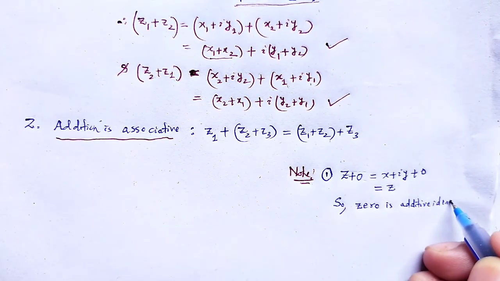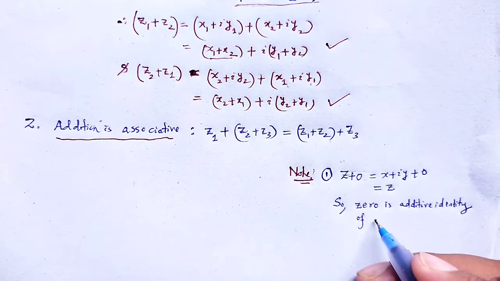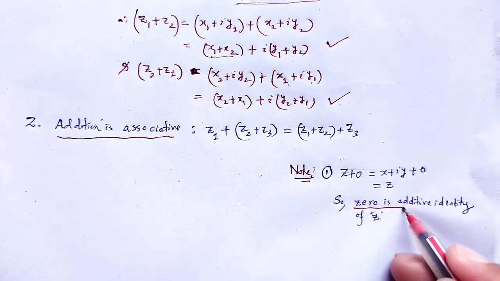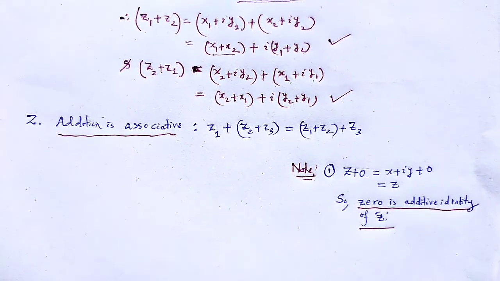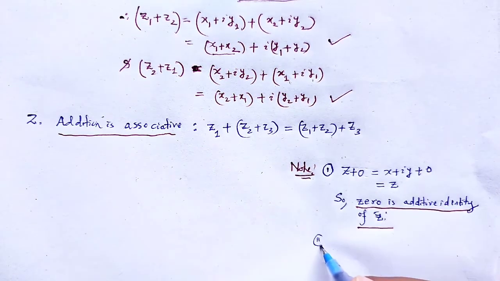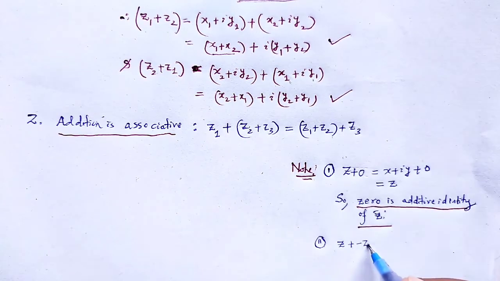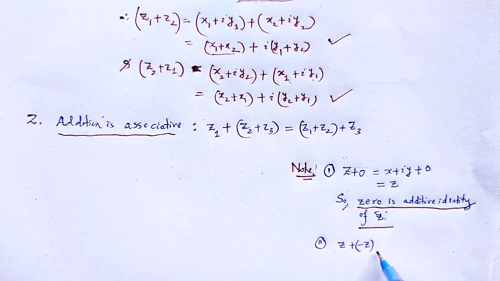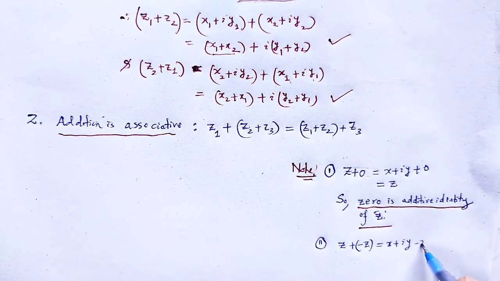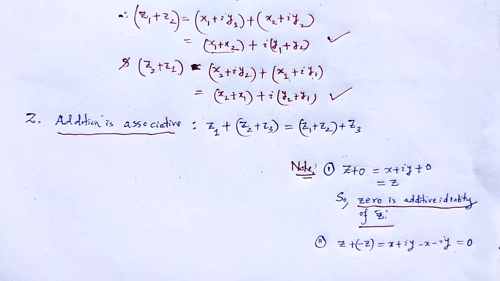Additive identity of Z. 0 is the additive identity of Z. Similarly, when we add the negative of that complex number, x plus iy minus x minus iy, we have 0 as the result.